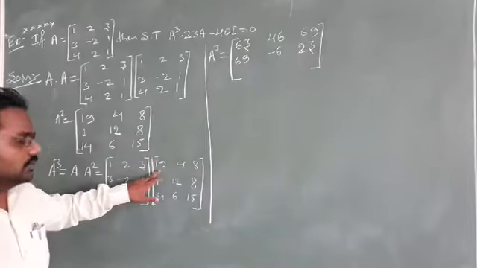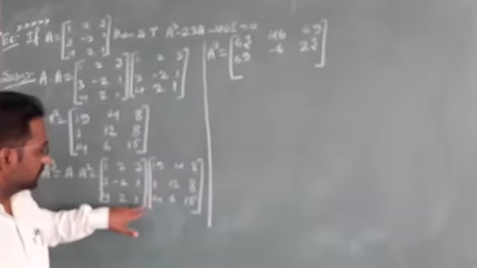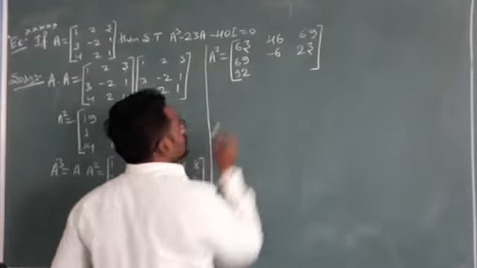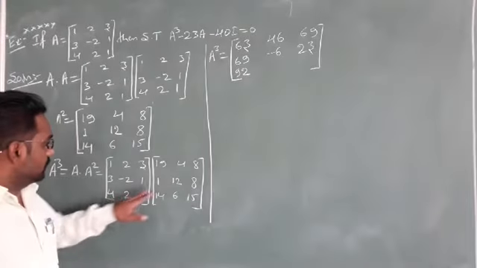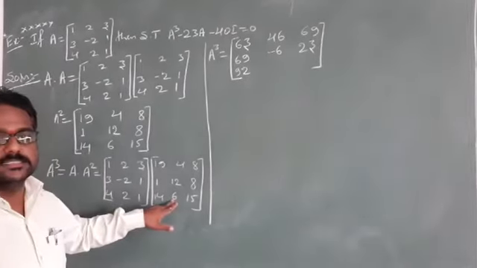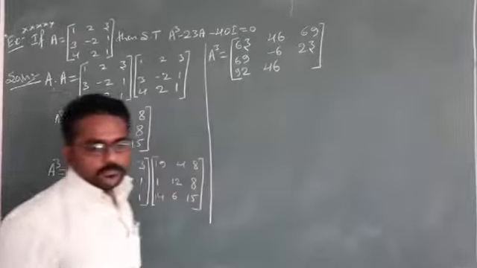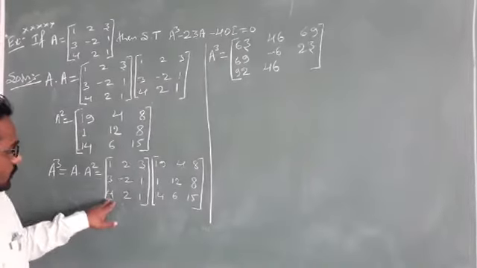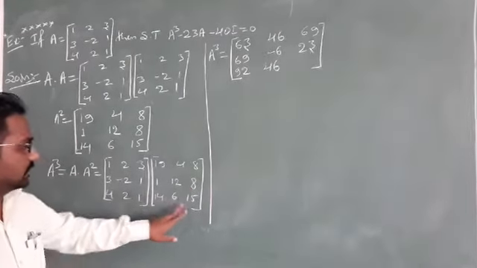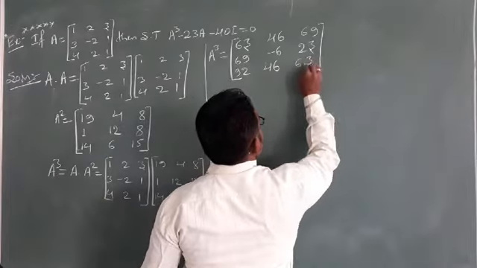Next, 4 into 19, okay, it is 76. 2 into 1, 2, 1 into 14, 14. So total value is 92. 4 into 4, 16, 2 into 12, 24, 1 into 6, 6. So total value is 46. Next, 4 into 8, 32, 2 into 8, 16, 1 into 15, 15. So total value is 63.